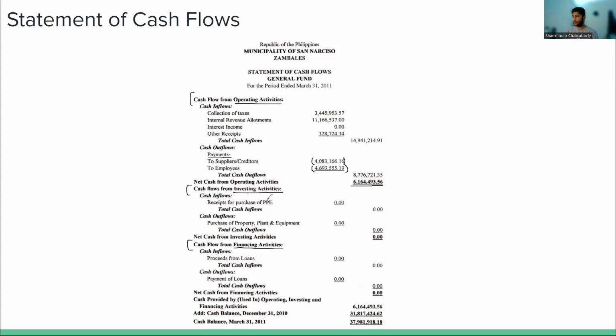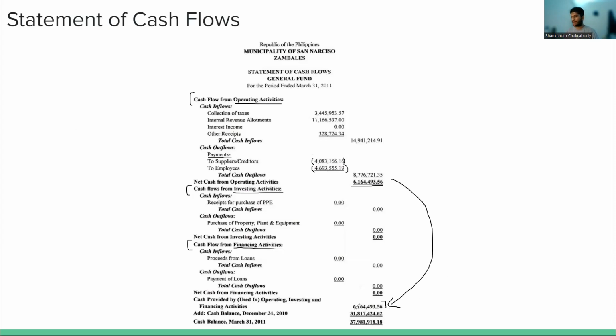Investing, so it didn't purchase or sell anything. So investing cash flows are zero. And then financing, it also didn't pay off any loans, or issue any debt or equity. As a result, the money that it garnered in this year, the municipality of, I think, a state in Philippines, is just what they got from their operating activities. It's the same exact thing, because we didn't have any investing or financing activities.